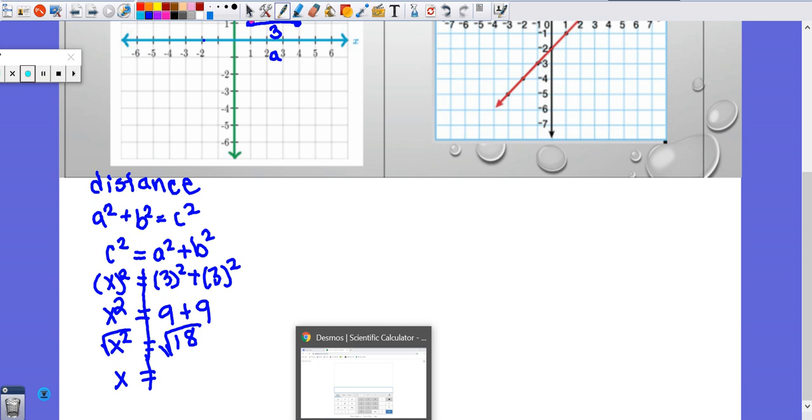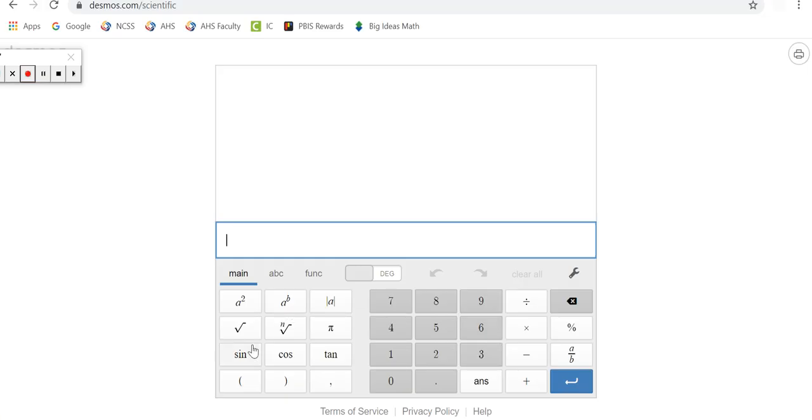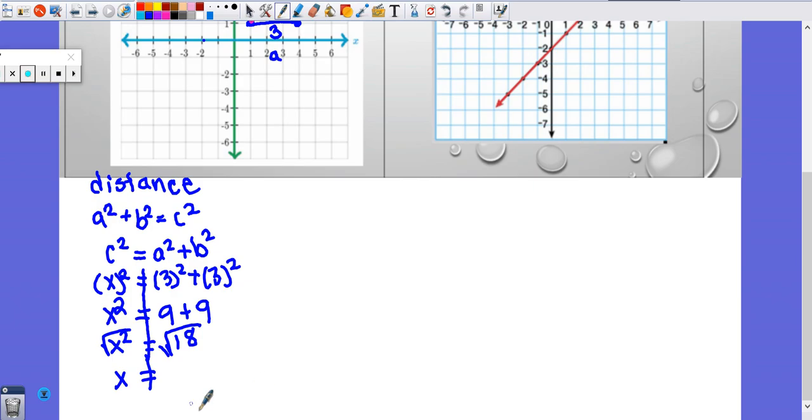For those of you that don't have a calculator at home, you can Google decimals, and this is the calculator that they're going to give you on your test. So you can practice with this one at home if you don't have your own. So I did the square root of 18, which is 4 point, and I'm going to go 2 decimal places, 4.24. So x equals 4.24, and we don't have any units up there, so I'm just going to say units. Alright, so that's one way to find distance.